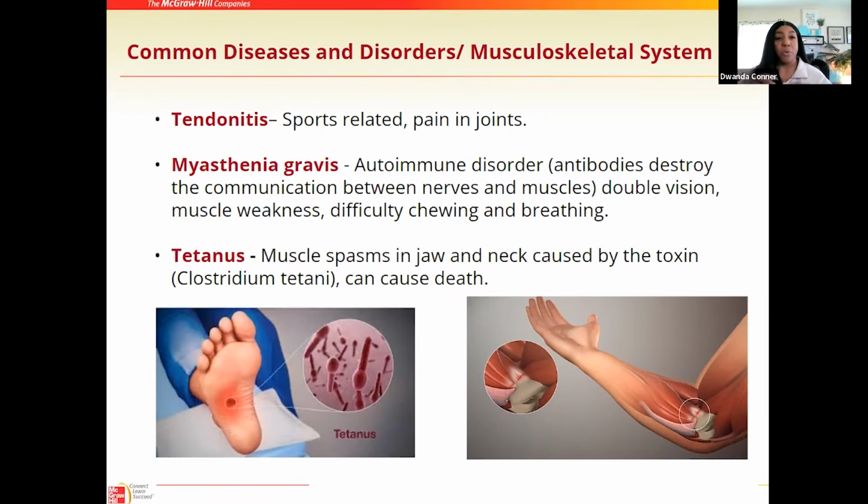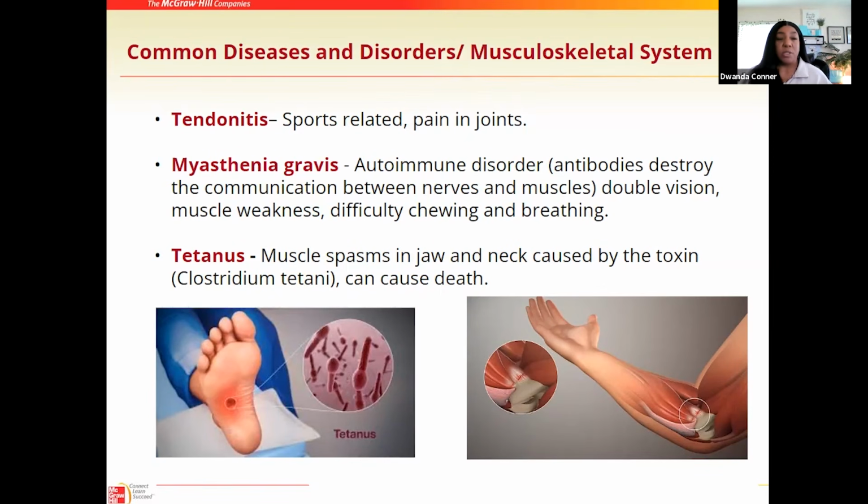Also can cause muscle weakness throughout the body, difficulty chewing, swallowing, breathing, and all because of the loss of communication between the nerves and the muscles. So the muscles don't know what to do. They aren't being told what to do anymore. So easy tasks like chewing and breathing can be difficult for a patient that is dealing with a diagnosis of myasthenia gravis.